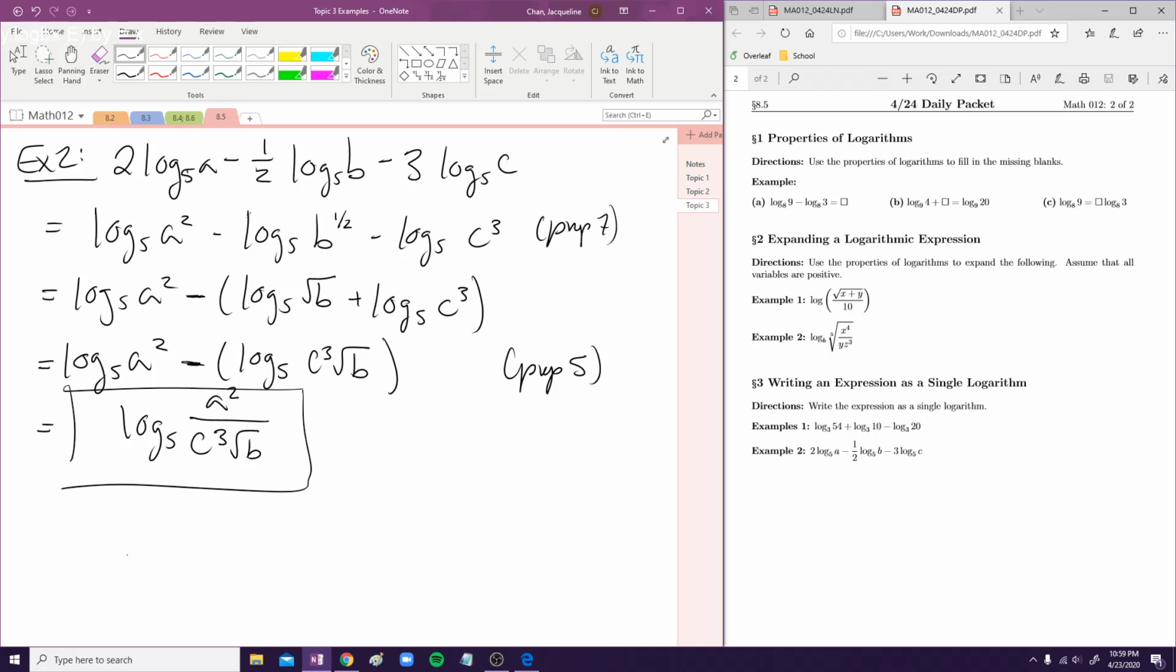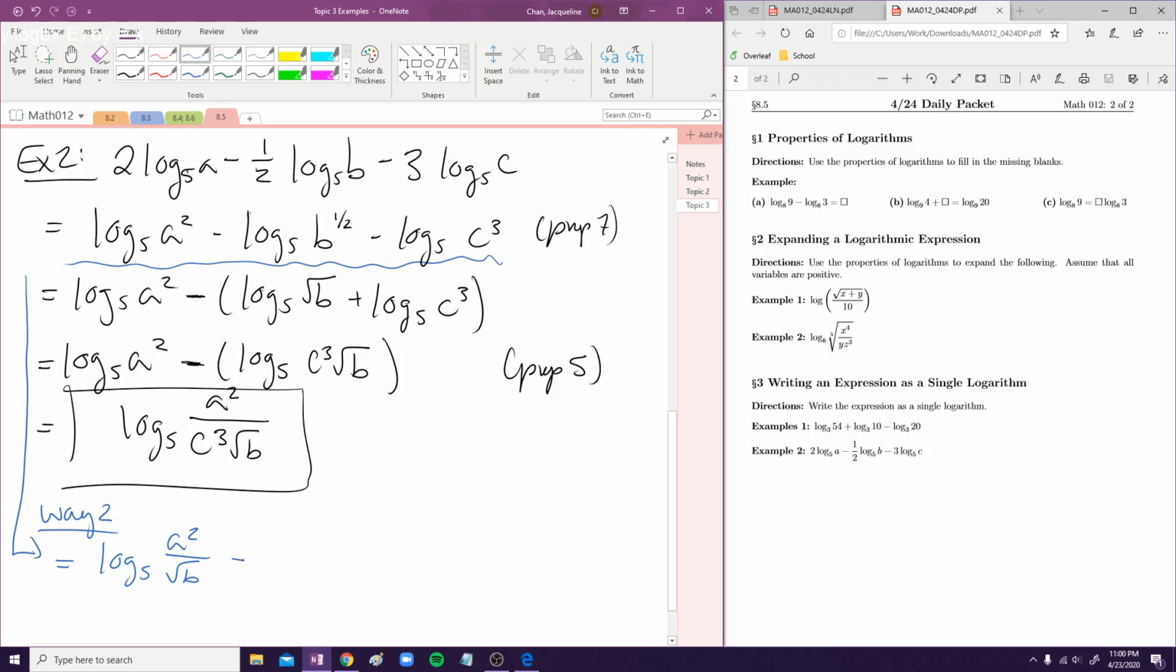So there's one last thing I do want to talk about. If you're comfortable with this method, go ahead. But some of you might be asking, what if you don't see that you can factor out this negative? So what I'm going to do is start from here, and let's do another way. Okay, so this is also equal. If I look at the first two, I see that we're still going to divide. So this becomes log base 5 of A squared over the square root of B, minus log base 5 of C cubed.